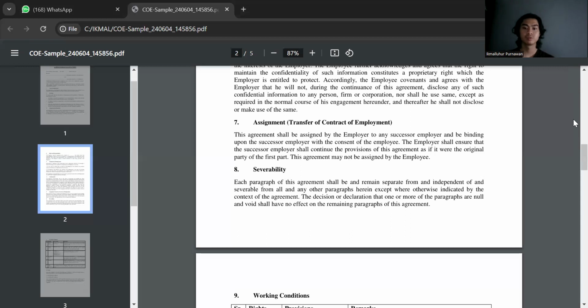Severability. Each paragraph of this agreement shall be and remain separate from and independent of and severable from all and any other paragraphs herein except where otherwise indicated by the context of the agreement. The decision or declaration that one or more of the paragraphs are null and void shall have no effect on the remaining paragraphs of this agreement.